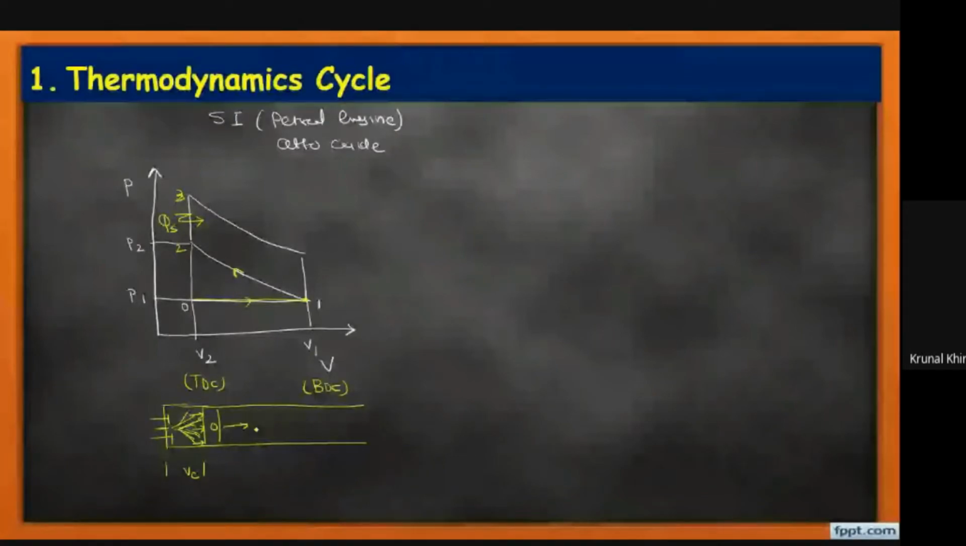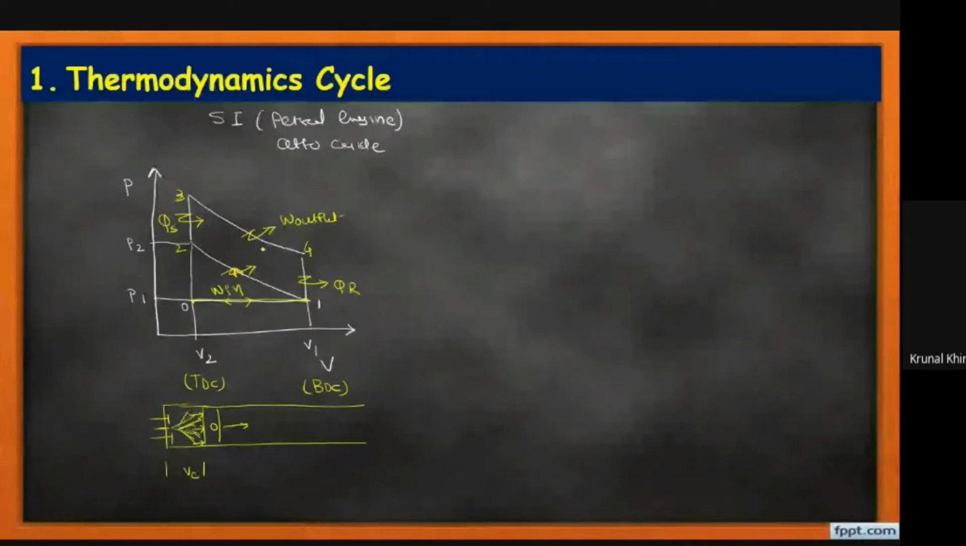So from 4 to 1 is the expansion, where we have work output. So we have W output. Here compression is W in. And then after reaching the BDC, the exhaust valve is open and all the gases are exhausted from the exhaust valve, and the heat is rejected, meaning exhaust gas is there, and again there is 1 to O motion, and from O to 1 the cycle is repeated. So this is the working of the petrol engine, and we call it the Otto cycle.